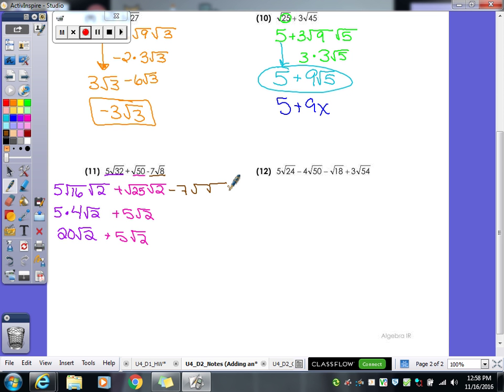So then our last one, our 7 radical 8. What's our perfect square that goes into 8? 4. Very good. 4 times 2. 4 comes out of the radical as a what? 2. And then I have to do it times that negative 7. So I get a negative 14 radical 2 at the end.